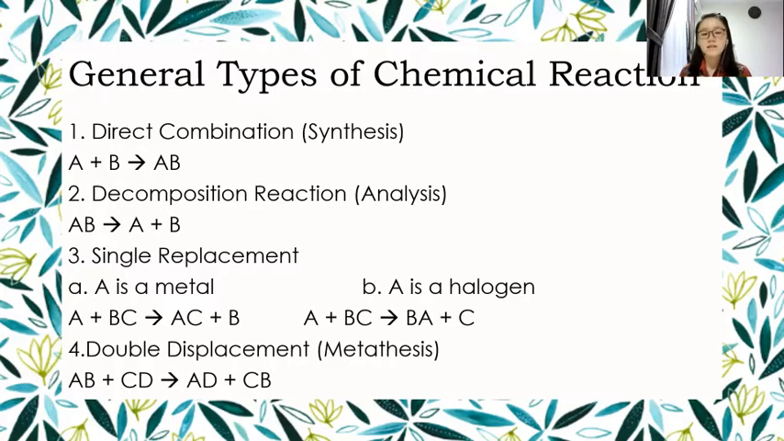And fourth is the double displacement, or metathesis. The common formula for double displacement is AB plus CD yields AD plus CB. Normally, zero charge substances or compounds each have a cation and an anion, and this cation and anion will exchange their partners in this double displacement. That's it for general types of chemical reaction.